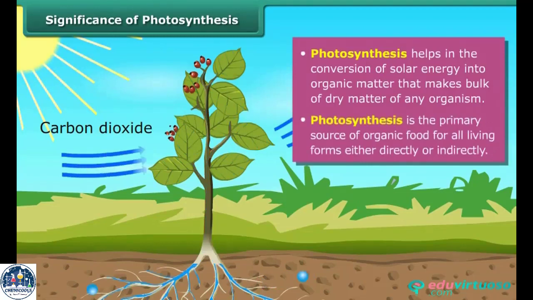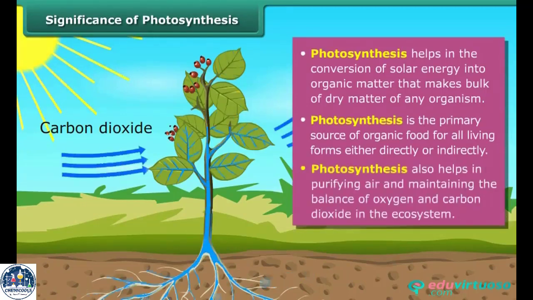It is the primary source of organic food for all living forms, either directly or indirectly. It also helps in purifying air and maintaining the balance of oxygen and carbon dioxide in the ecosystem.